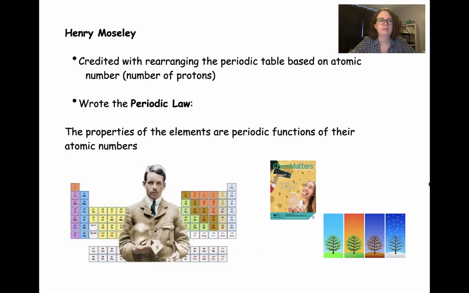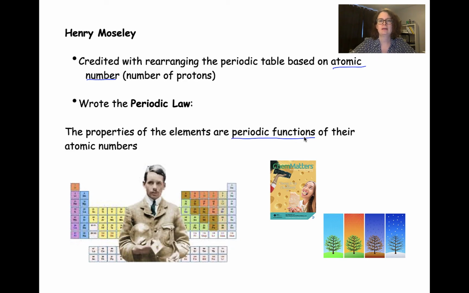Henry Moseley also contributed a great deal to the periodic table, and he decided to rearrange the table a little bit to base the table on atomic number, or number of protons, instead of the atomic mass, which we know can vary quite a bit. And he also wrote this periodic law that says the properties of elements are periodic functions of their atomic numbers.